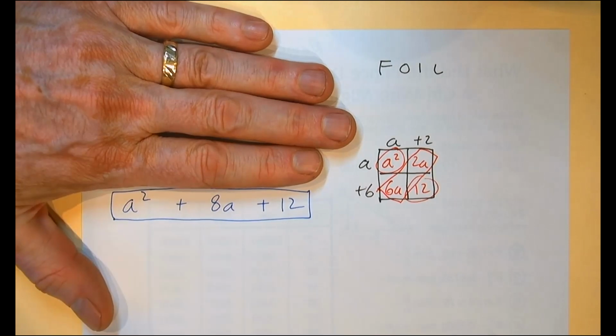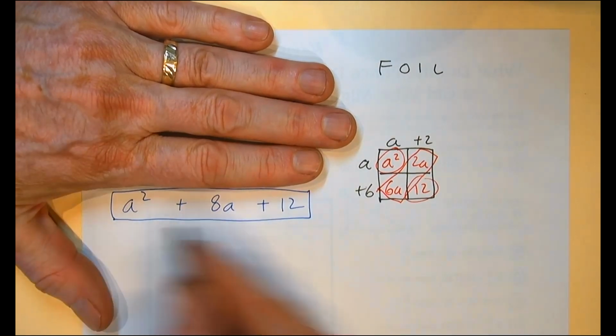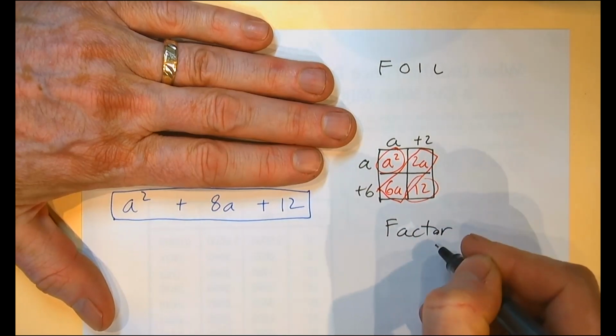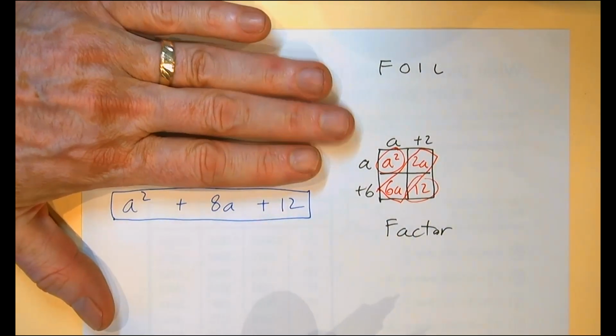Every year in math, you're always like, we got to factor it. You got to factor it. Well, you don't even factor it. When you go backwards, we call it factor. I'm going to tell you about that tomorrow. How do you go backwards?